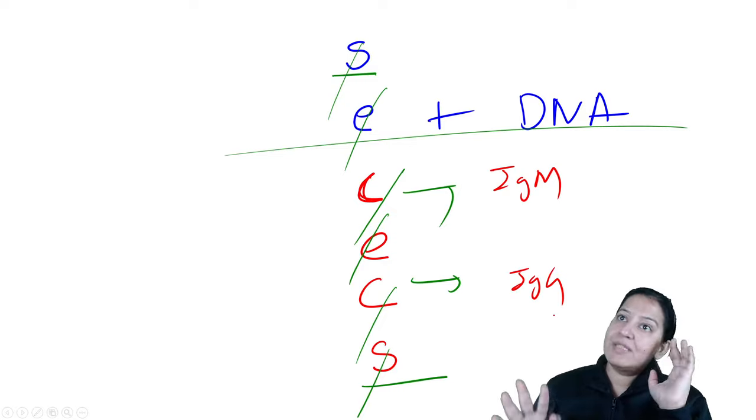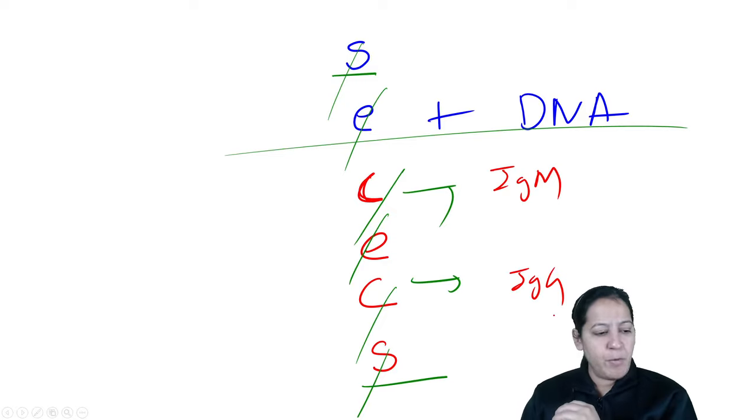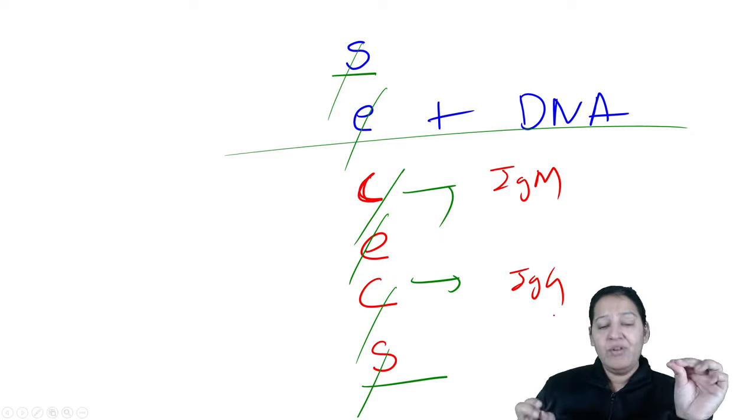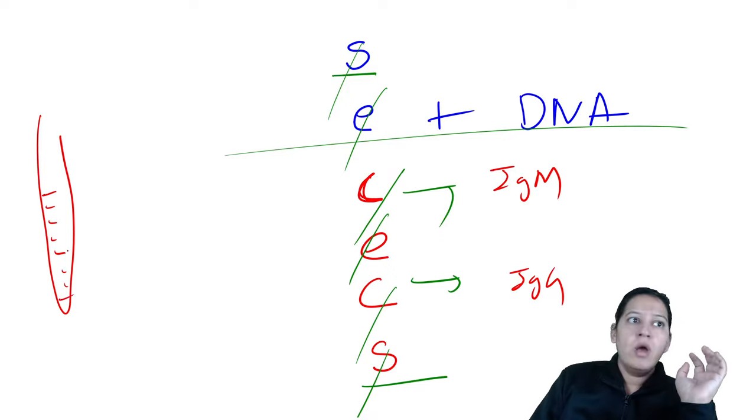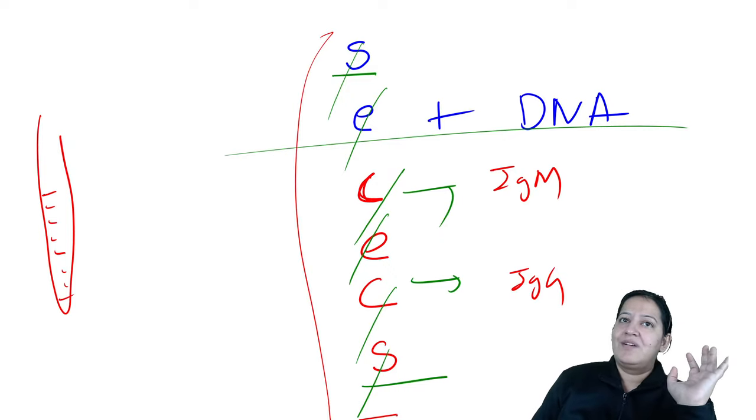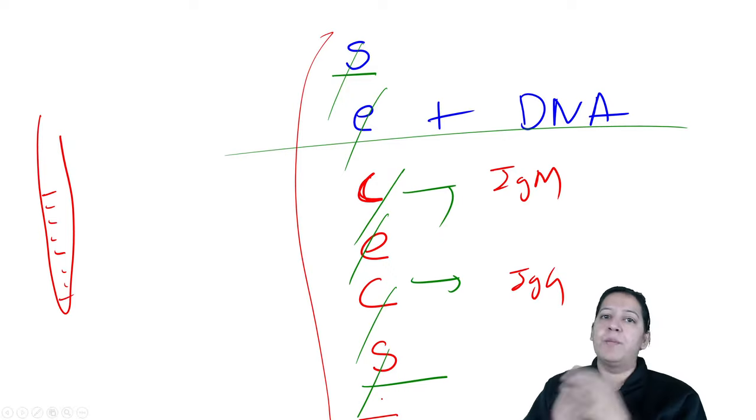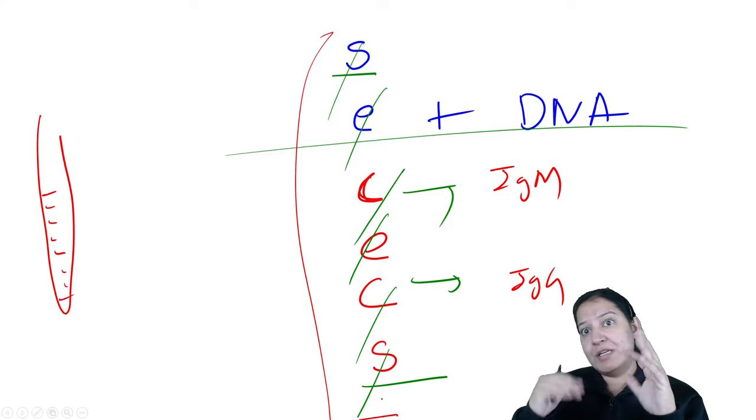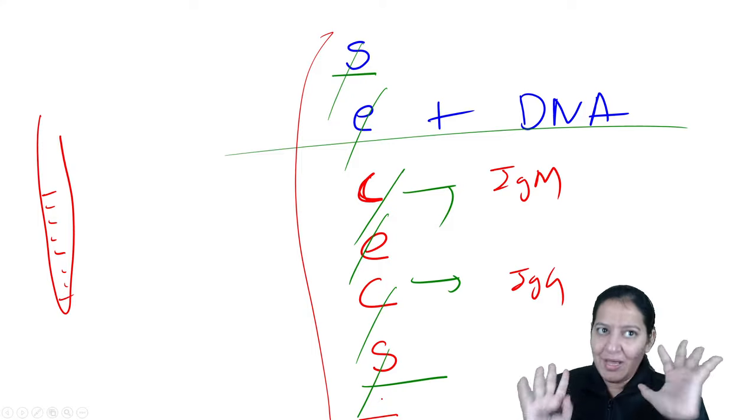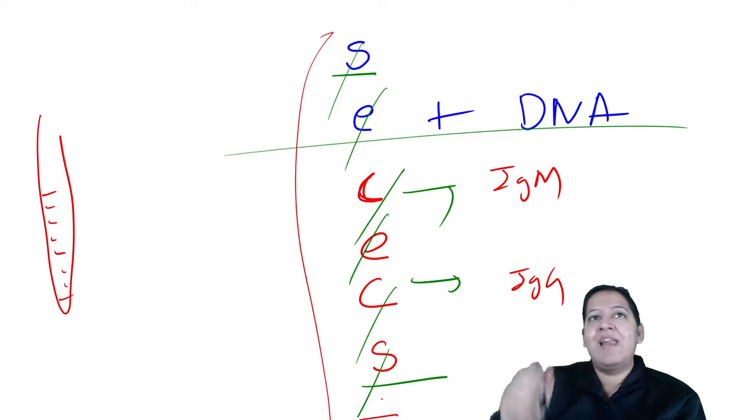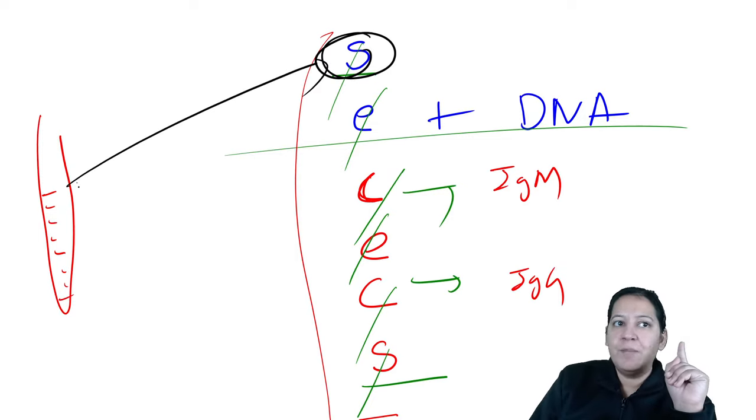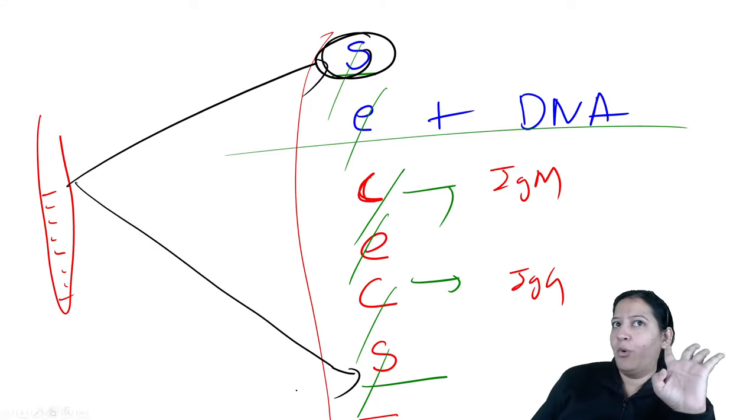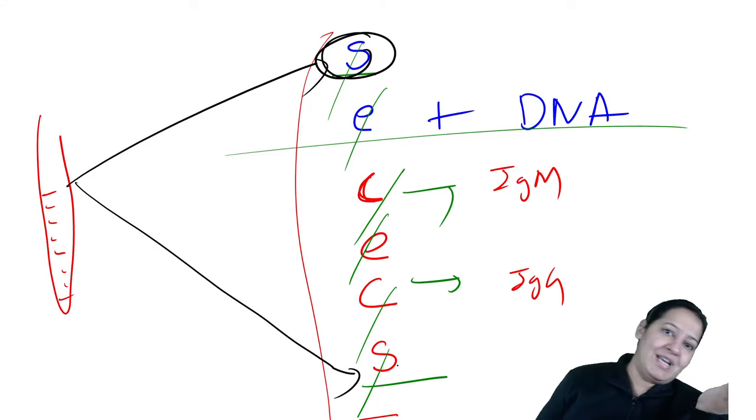Now let me tell you the significance of all of them. My next point, on which maximum MCQs come, is significance. If you are taking the blood sample of a person, this is the test tube. Now, all of them cannot be present together. Either the antigen will be present or its antibody. Antigen and antibody cannot be present together, right? So in the blood, let's talk about one by one. Let's talk about S. If S antigen is present in this blood, the antibody will be absent. Or if the antibody is present, the antigen will be absent.